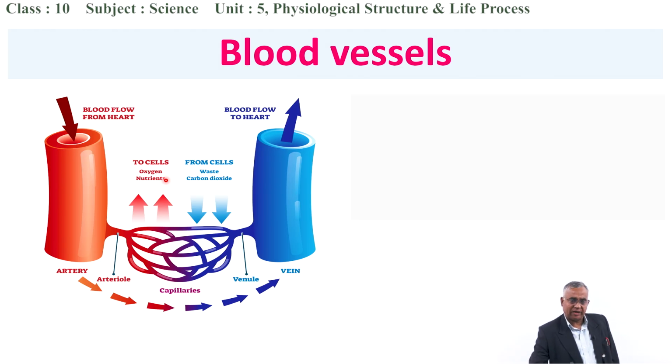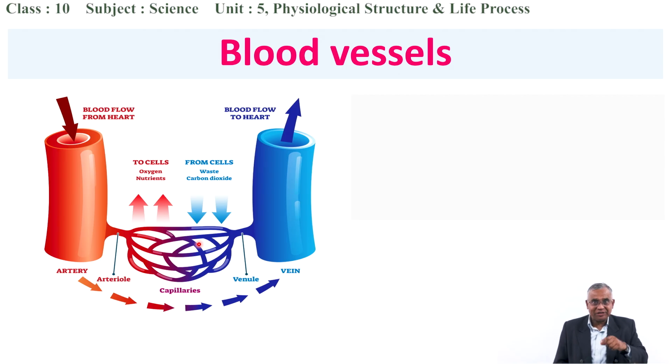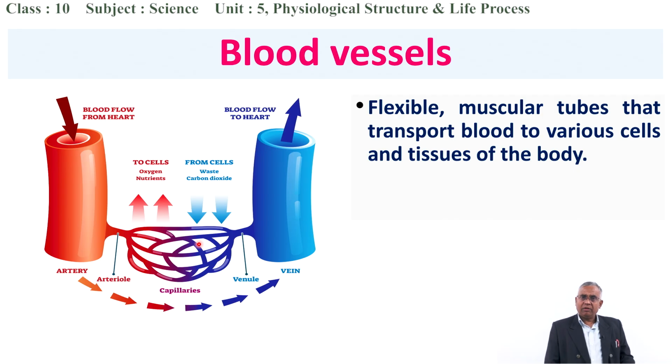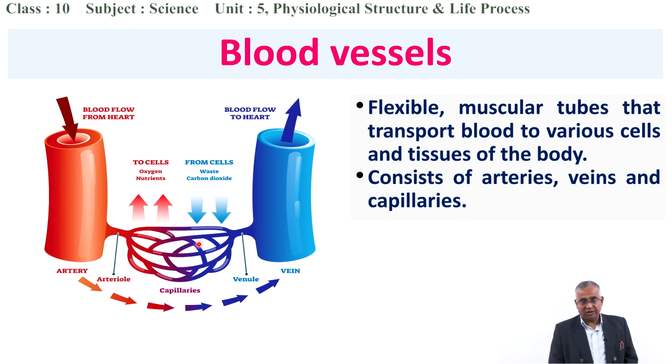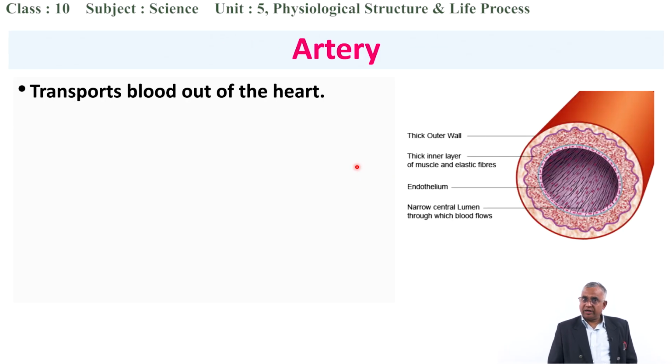Later we will discuss about that. And few substances are absorbed, but not all. What happens about others? We will discuss later. That is our puzzle question also, which was given in the first activity, think once. So later it will come. Wait. Okay. So what is blood vessel? Flexible muscular tubes that transport blood to various cells and tissues of the body are called as blood vessels. There are three types. What are they? Arteries, veins and capillaries.